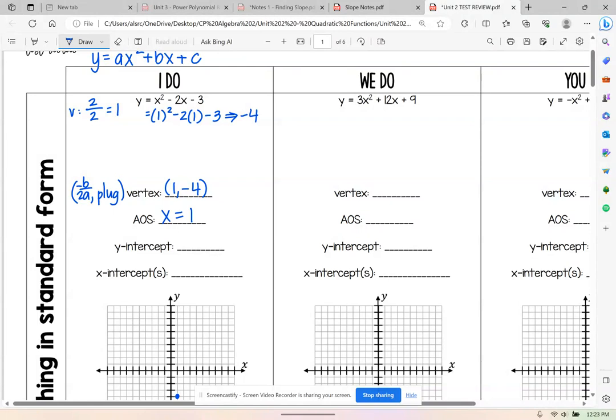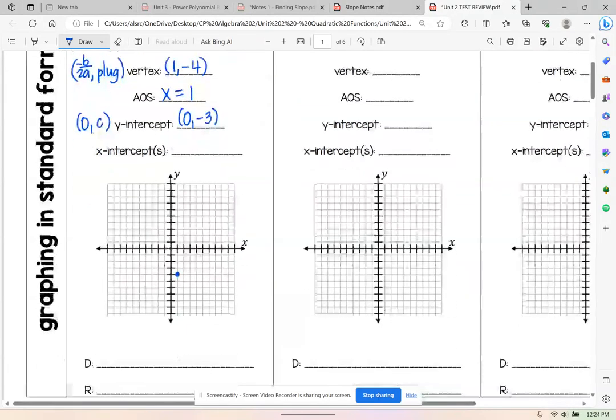Okay? The y-intercept for standard form is the easiest one in my opinion. It's always 0, comma, c. So in this case, 0, negative 3.